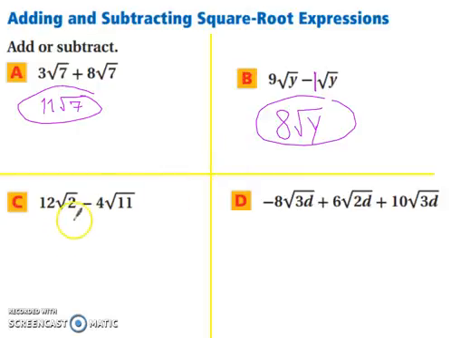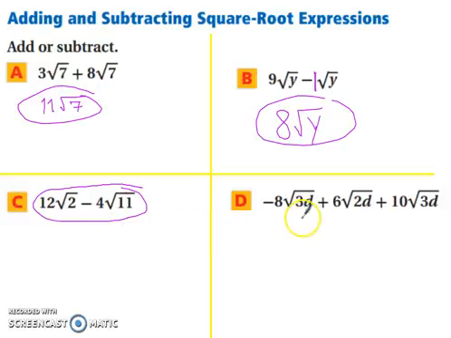C is a little bit tricky. We have 12 square roots of 2 minus 4 square roots of 11. Our radicands are not the same, so we cannot simplify this. We can't just simply add or subtract them together unless our radicands are the same. So your answer is what it started as, 12 square roots of 2 minus 4 square roots of 11.